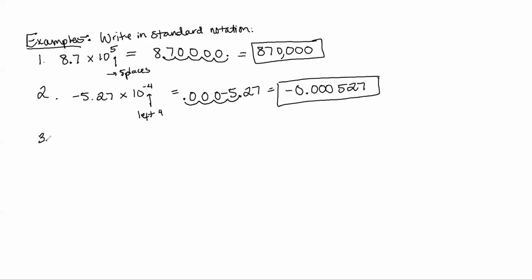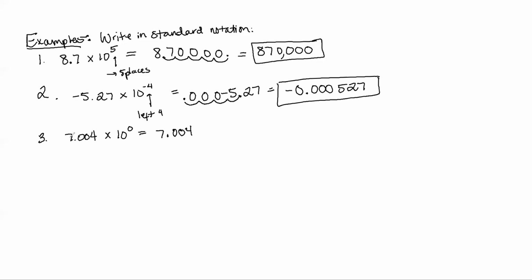Let's just try one more. This one is 7.004 times 10 to the 0. So this one isn't one of the typical ones. Normally you don't see 0 exponents because it doesn't really tell us much. This is saying move the decimal left or right 0 places. So if we do that, it's not going to move. So we're just going to keep 7.004.